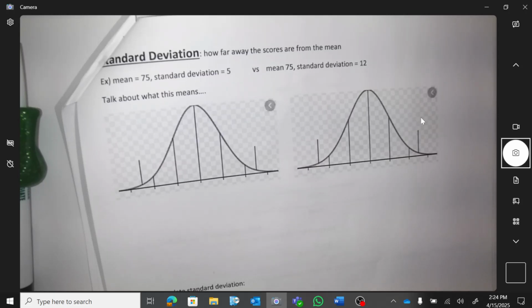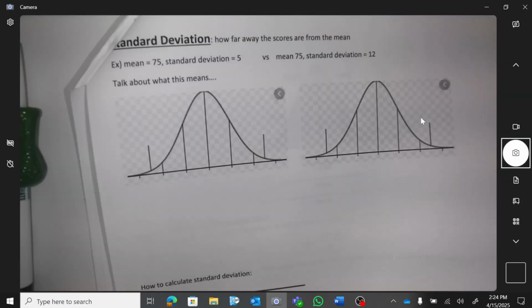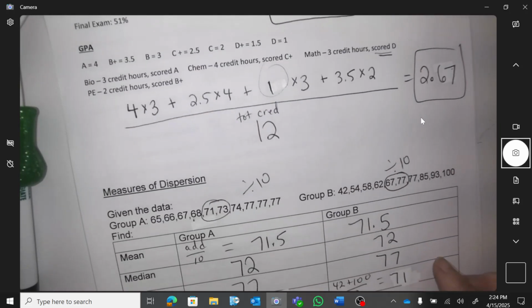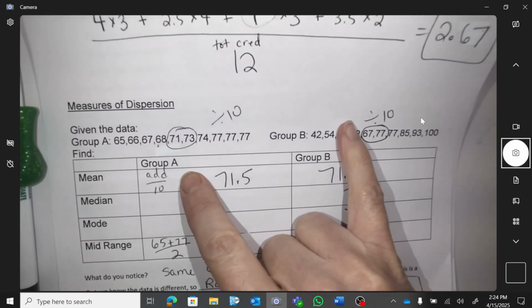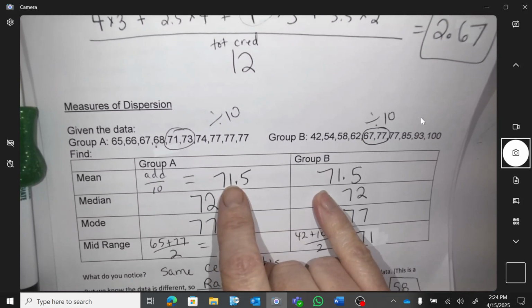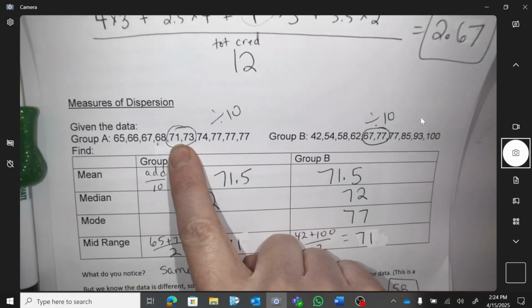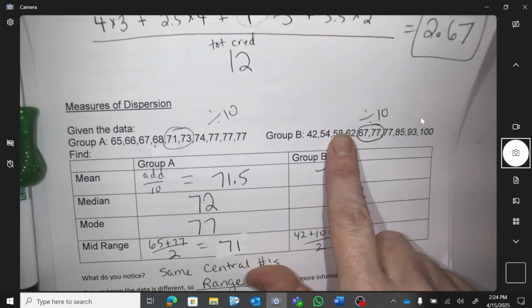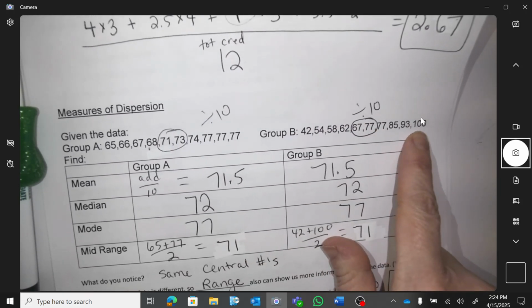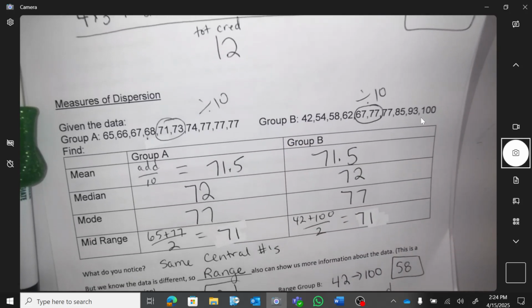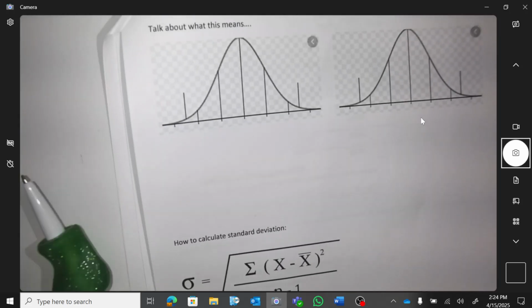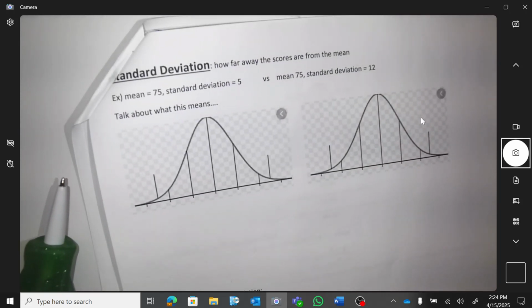Remember how I had the samples yesterday about 2 tests? If this was one class and this was the other class, they had the same average, but this class was all consistent, and this class, some were failing and some were acing it, right? So it's different. Standard deviation is another thing besides range that can help us show the spread of the data.